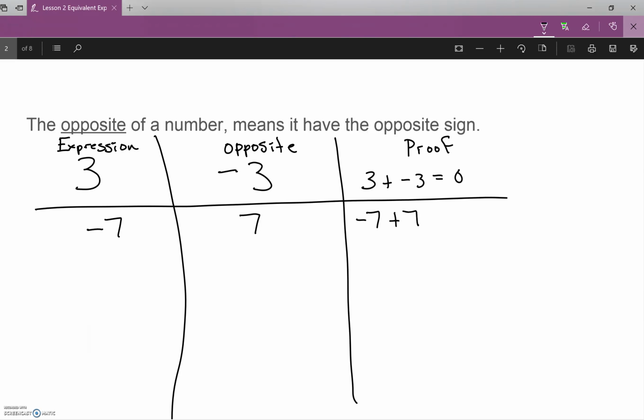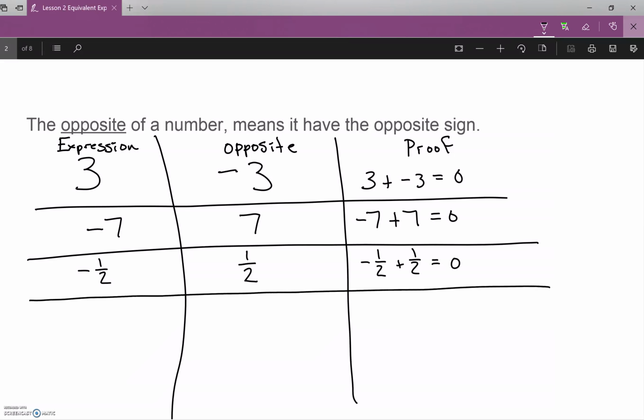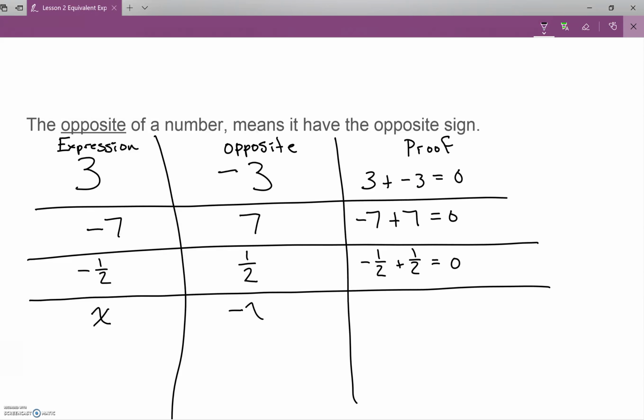Continuing through, we have -1/2. The opposite of -1/2 would be +1/2. And then -1/2 plus 1/2 is 0. Now we move into a variable, x. X is an unknown number, but we do know that it's positive. So the opposite of x would be -x.